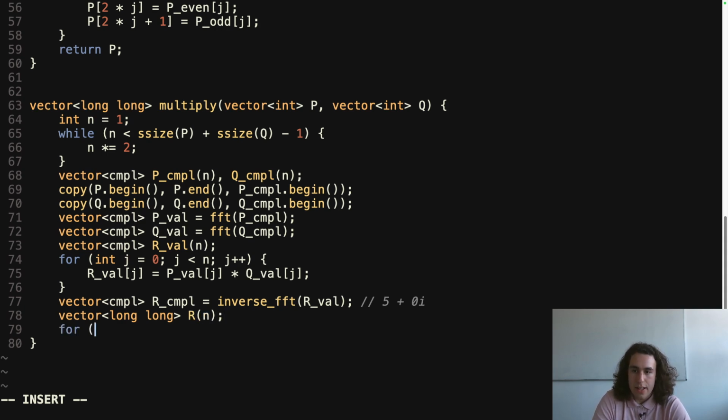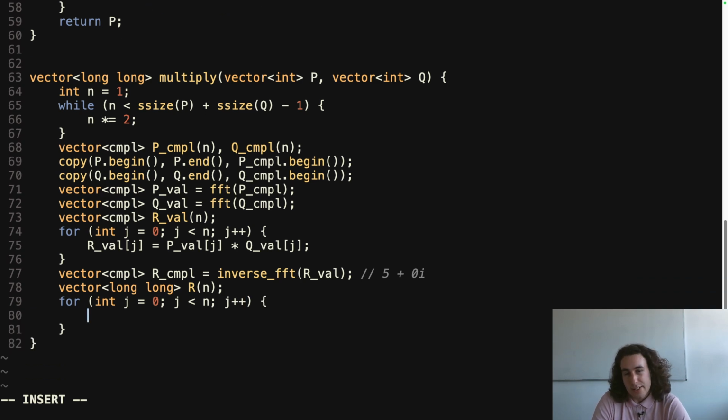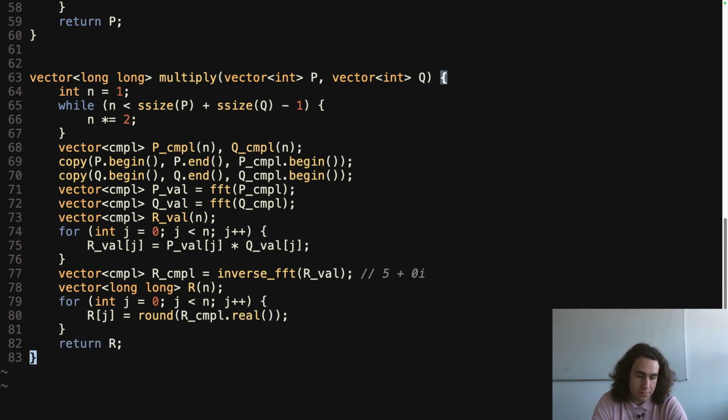R of size m, and then we copy all the values back to R. And as I said, these values are probably not calculated exactly, but because we know that they are integers, we only need precision up to 0.5, right? We can always round to the closest integer, and if all our calculations were precise up to absolute precision 0.5, we're going to be all right. So we have r_j equal to round of r complex dot real, right? We need to take the real part and round it. And then we return r.